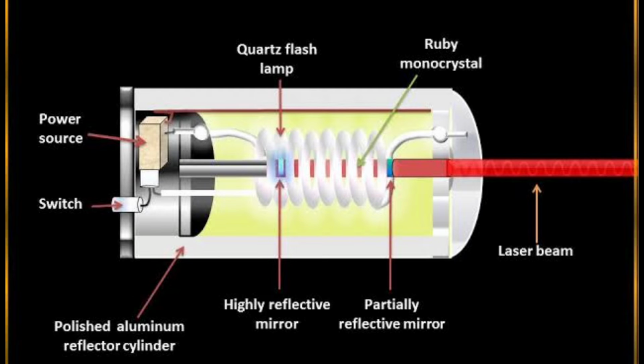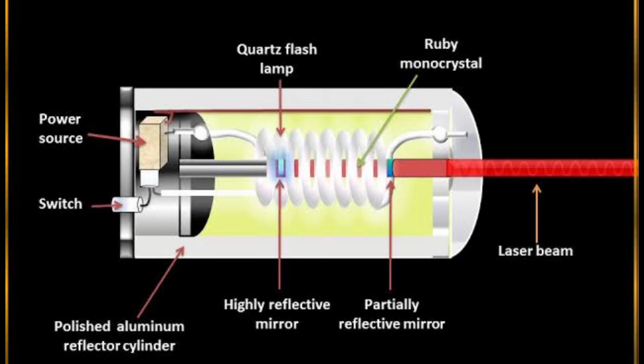A laser produces light by stimulating the release of photons. A laser needs four basic parts to do this. First one is the lasing medium. Lasing medium is a source of atoms that get excited and emit light of a specific wavelength. The medium can be gas, liquid or solid.